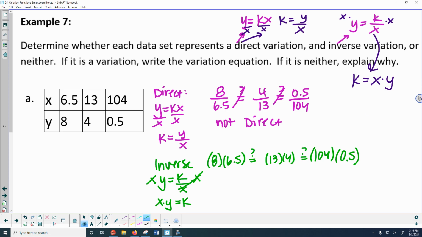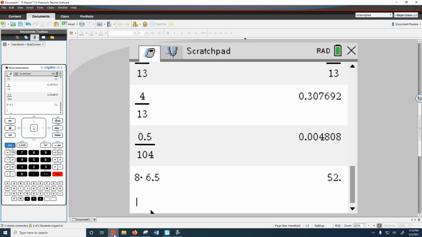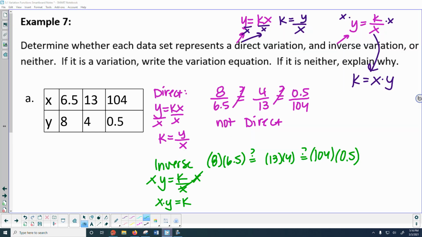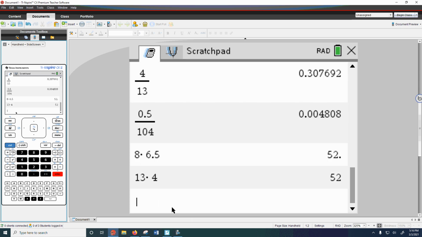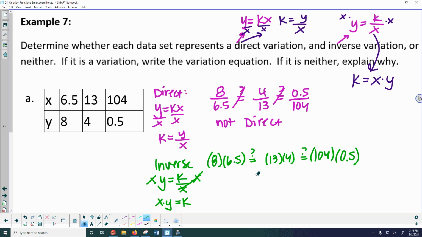So we're going to grab our calculators. On my calculator, 8 times 6.5 is 52. And 13 times 4 also is 52, good so far. And 104 times 0.5 is also 52. So all of those come out to be the same. Yes, these are equivalent, and they are all equal to 52. That means my k value is 52 because every x times y was 52. So this one is indeed an inverse function, and its equation is y equals 52 divided by x.